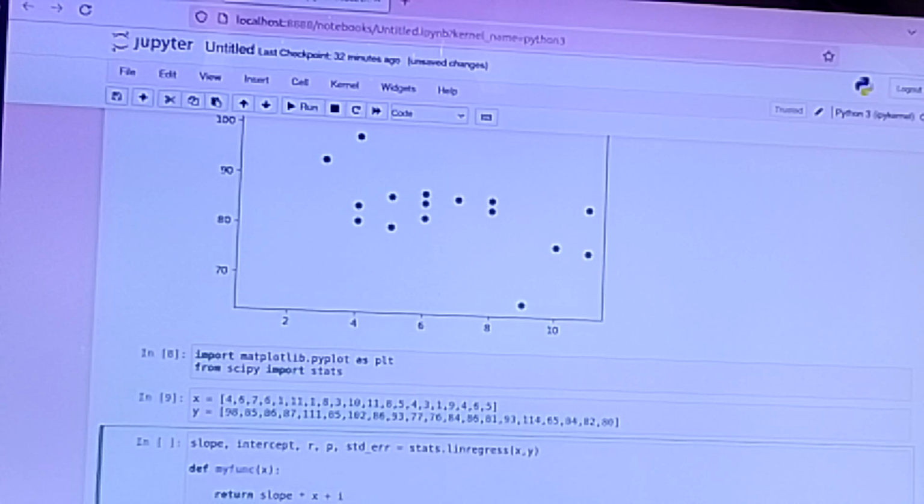Intercept. That is basically, you can understand this. I am introducing a function, my function of x. You know the equation y equals mx plus c, so m is the slope and c is the intercept of that type of equation. I'm just implementing or introducing it here more precisely. So return slope multiplied by x plus intercept, right?